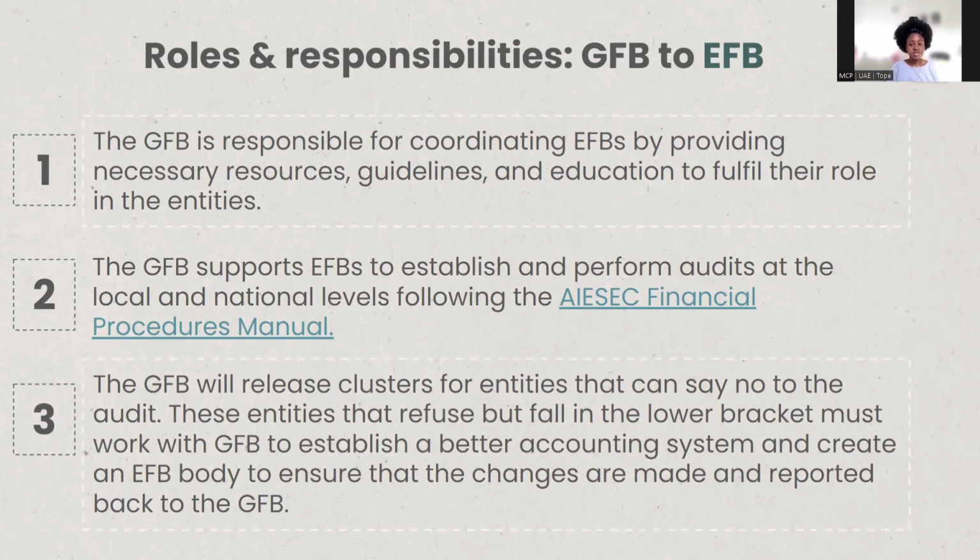And there are some entities that can say no to the audit. However, if an entity refuses an audit, but they fall between the lower brackets of the criteria of the cluster, then they have to work with the GFB to establish a better accounting system and an EFB body. So if an entity falls in the lower criteria or the lower cluster and they refuse an audit, then they have to set up an EFB in their entities. And this is where the GFB comes in to support as well.